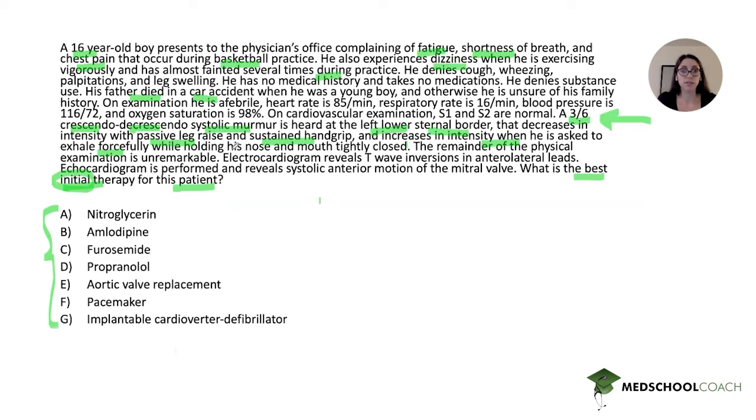So we're told it's 3 out of 6. It's crescendo-decrescendo, systolic, and it's at the left lower sternal border. So there's a lot to unpack here before we even get into the maneuvers. So 3 out of 6, we're starting to think that this is a little bit concerning here because any murmurs that are 3 out of 6 or louder are definitely concerning for being pathologic.